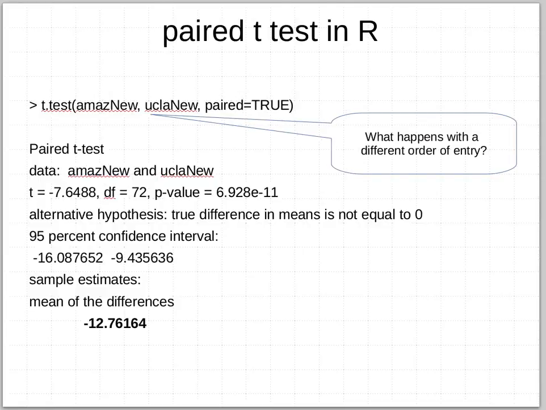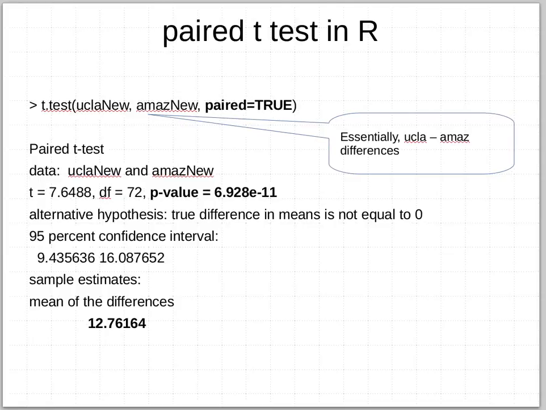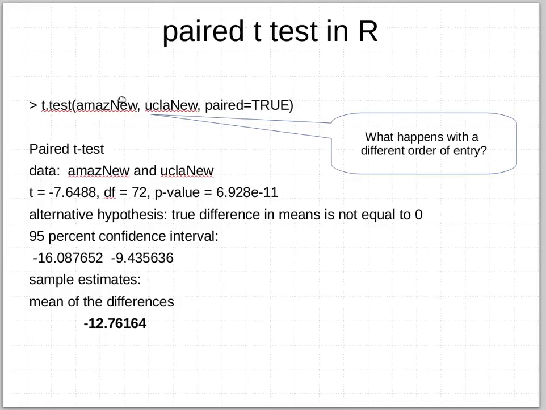Okay, so what happens with a different order of entry if we put in Amazon first and UCLA new? Notice what I had before was UCLA first. What if we said Amazon is first? So we're comparing Amazon to UCLA. What we're essentially asking is Amazon minus UCLA, and we get the same answer, but obviously we get a negative mean now and negative confidence intervals because we flip the order in which we ask them. So you just have to be cognizant of the fact that you might get a different mean depending on which order you listed them, because it's asking the difference. Okay, so it's another way to analyze difference.